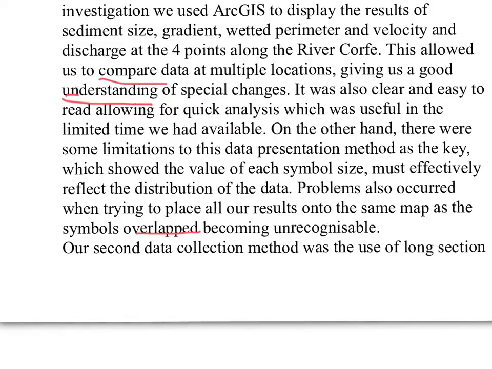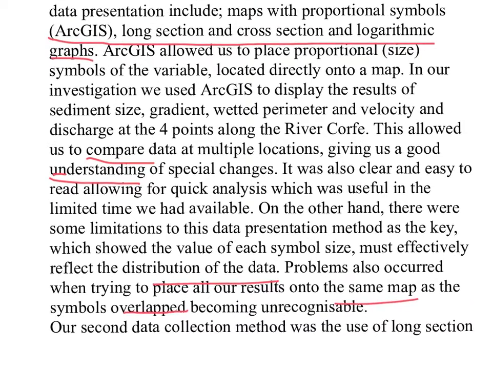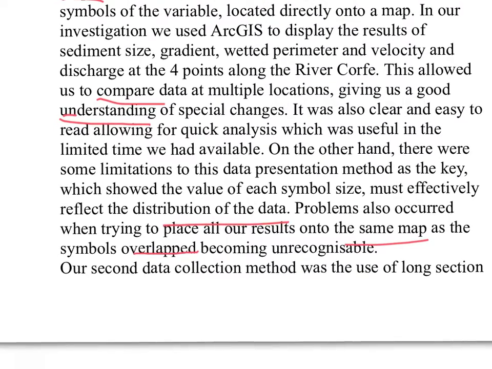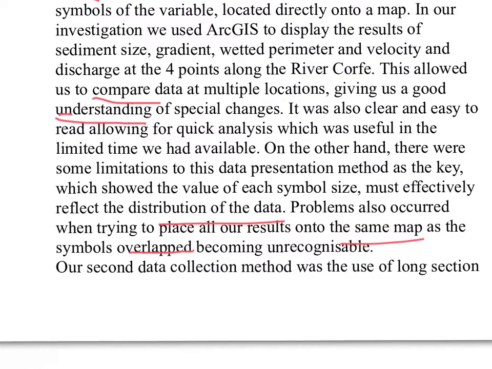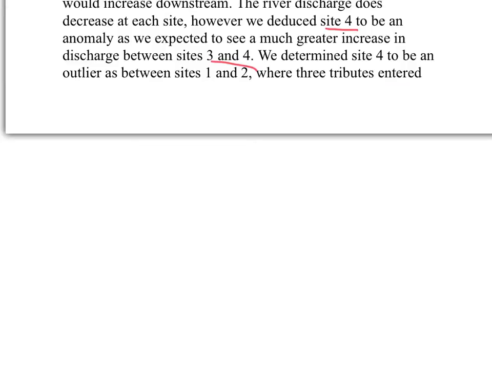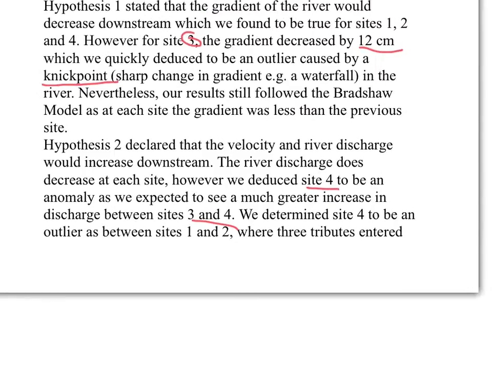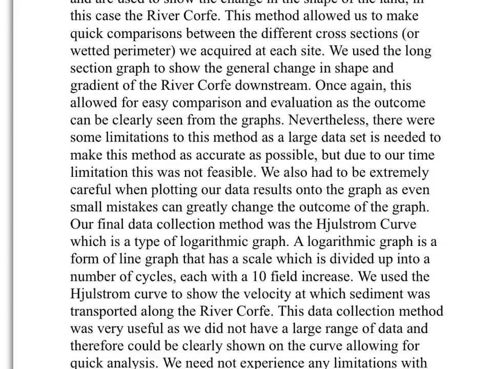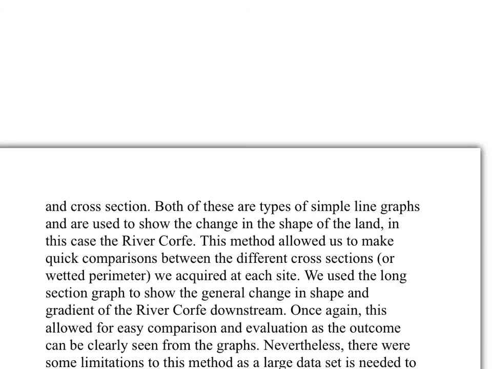So each symbol has got to reflect the distribution. It's hard to get them on the same map. Okay, that's fair enough. But I'm not really getting a great sense from that that it's analysis. It's some quite general points that could be applied to lots of things. So I'm not that keen on that answer so far. But anyway, we go on. Our second data collection method, we used the long section and cross section.